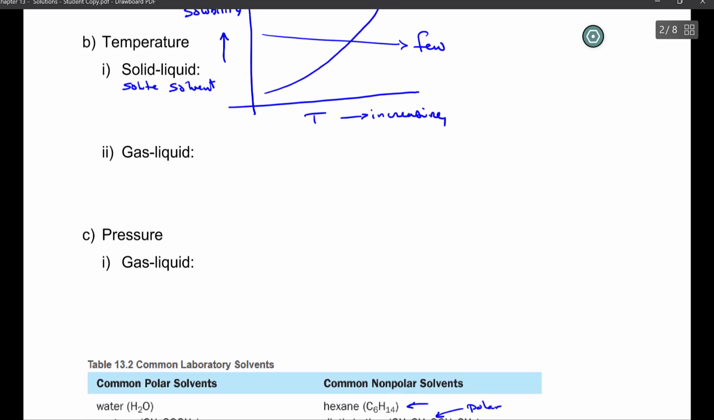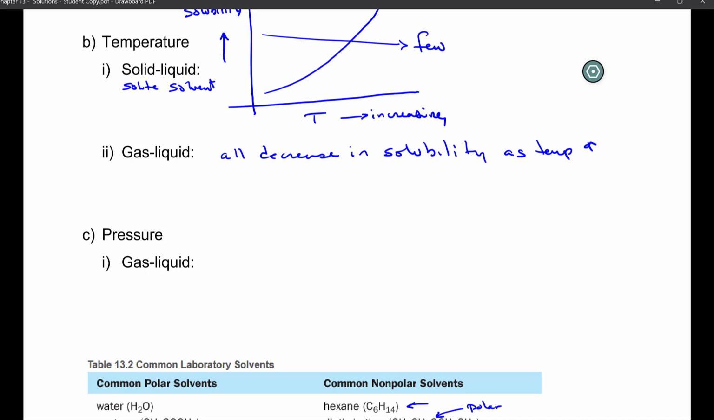Now, for gases, it turns out gases all decrease in solubility as temperature increases. Because really what gases want to do as you increase the temperature, they want to expand, or they want to have more kinetic energy, so they want to be free of the solution, and so they tend to move from the solution phase to the gas phase.